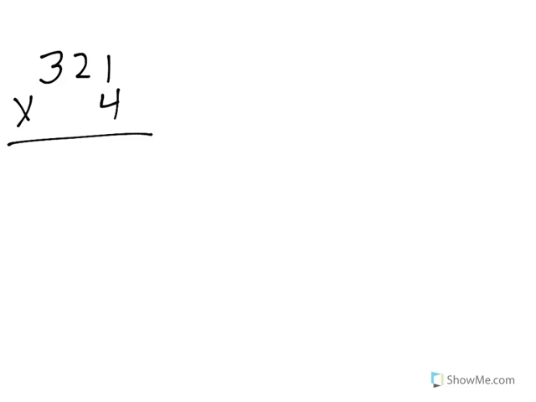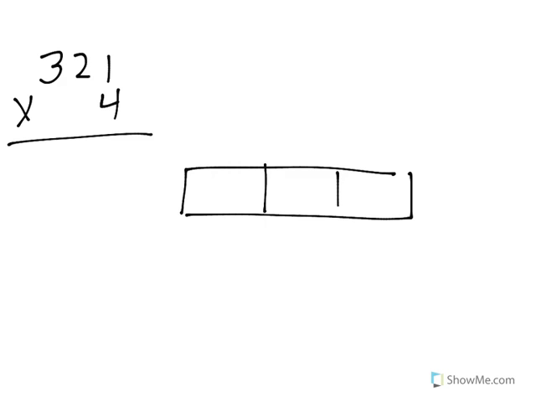We start off by making 3 boxes because we have a 3-digit number. We only need 1 row of boxes because we are multiplying by a 1-digit number. So I'm going to take my 1-digit number, which is 4, and put it right there. And then I would take my 3-digit number and write each digit above the top.